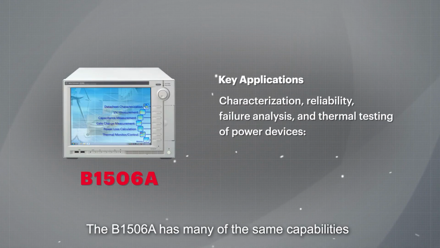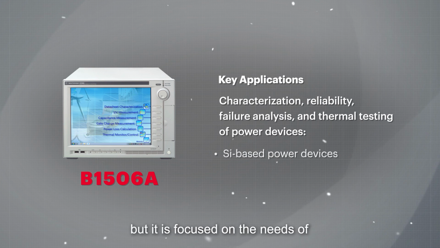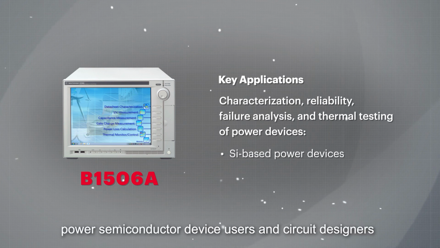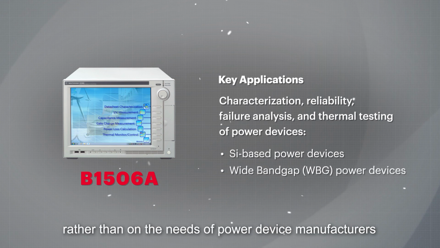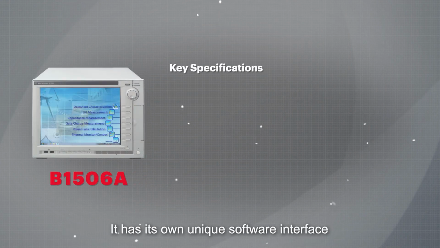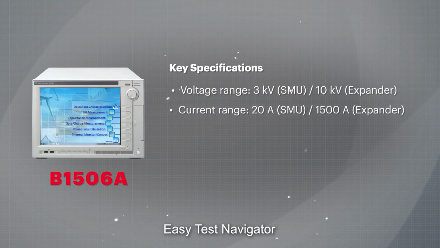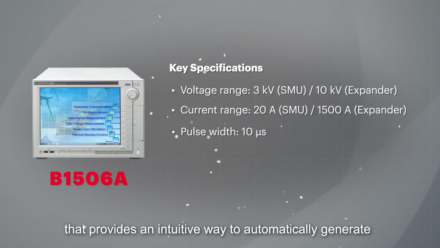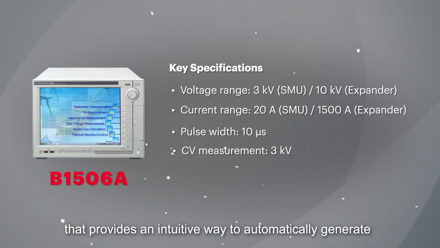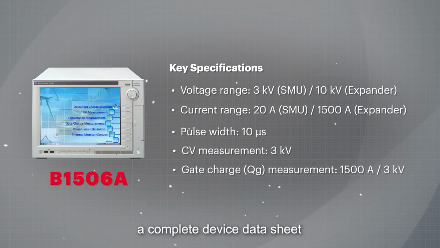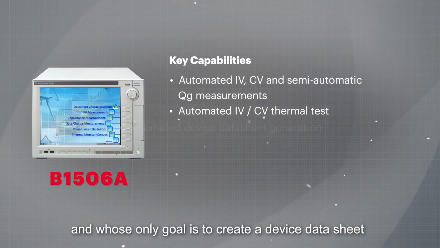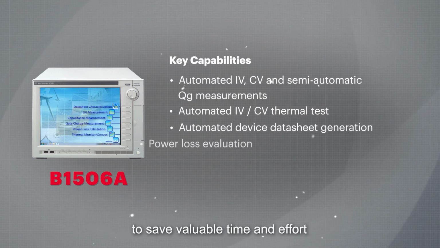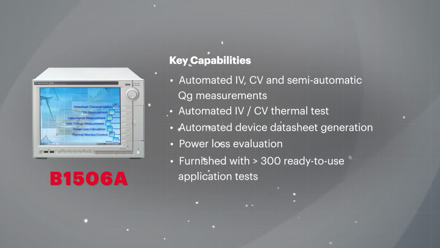The B1506A has many of the same capabilities as the B1505A, but it is focused on the needs of power semiconductor device users and circuit designers rather than on the needs of power device manufacturers. It has its own unique software interface, Easy Test Navigator, that provides an intuitive way to automatically generate a complete device datasheet, enabling engineers who are not test experts and whose only goal is to create a device datasheet to save valuable time and effort.